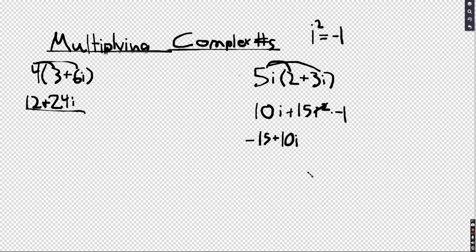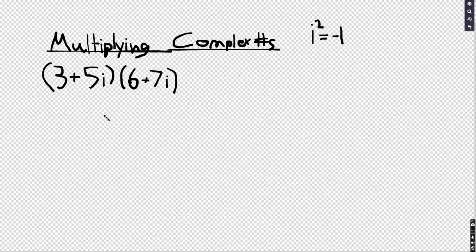Okay, look at that. So now let's get a little more complex. Now let's work on some more complex number multiplication. So let's do 3 plus 5i times 6 plus 7i.